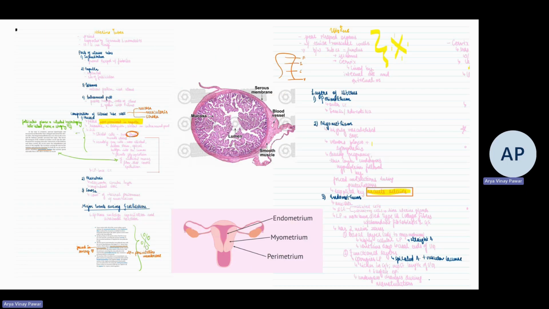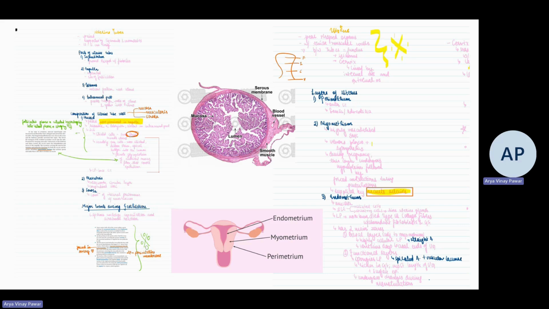So today we're going to talk about the uterine tubes as well as the structure of the uterus. As we know, uterine tubes are paired tubes that help in the transport of the ovum. They're connected and supported by different kinds of ligaments and mesenteries. This is something we already know from anatomy.